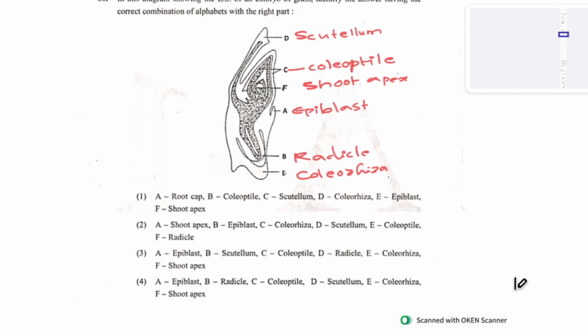So based on this diagram, you have to choose one option. A, epiblast. B, radicle. C, coleoptile. D, scutellum. E, coleorhiza. F, shoot apex. So the fourth option is the right one here.